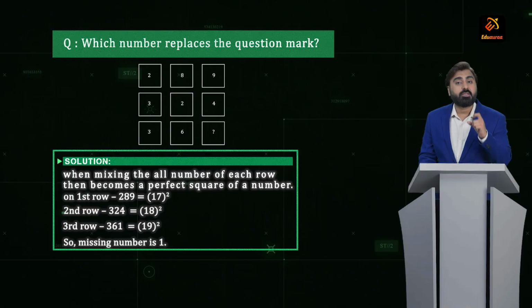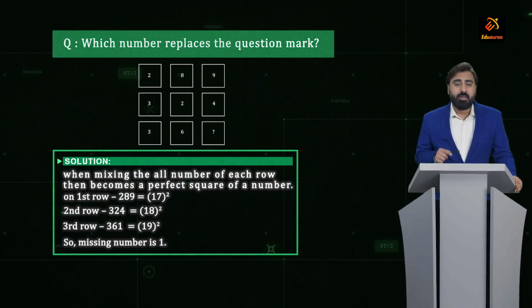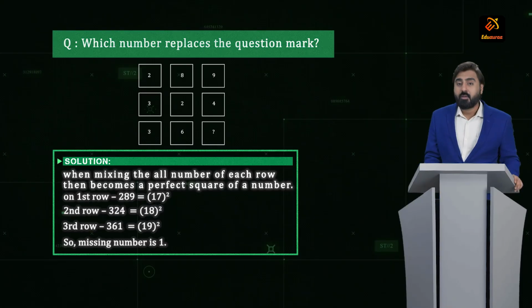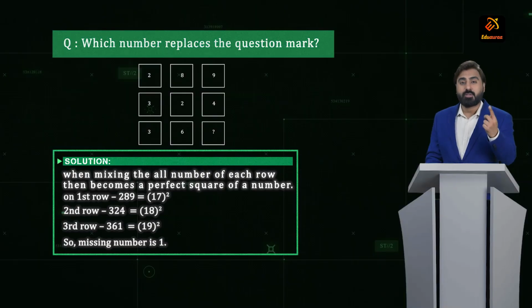Similarly, when we consider the last row, 3, 6 and an unknown number. So the first row is a square of 17, second 18 and third should be 19. What is the square of 19? 361. 3 present, 6 present. That means what is missing? 1 is missing. So what is the missing number? 1. End of your sum. Easy. Let's move on to the next question.